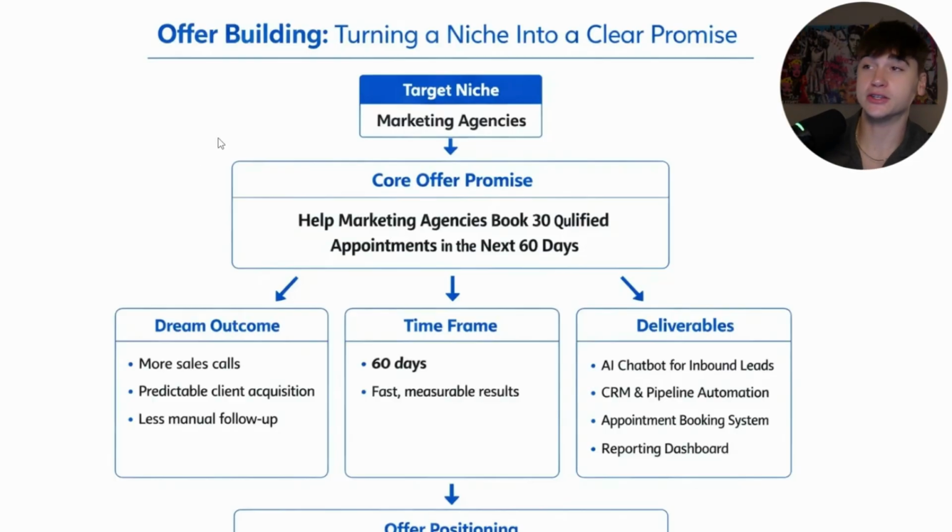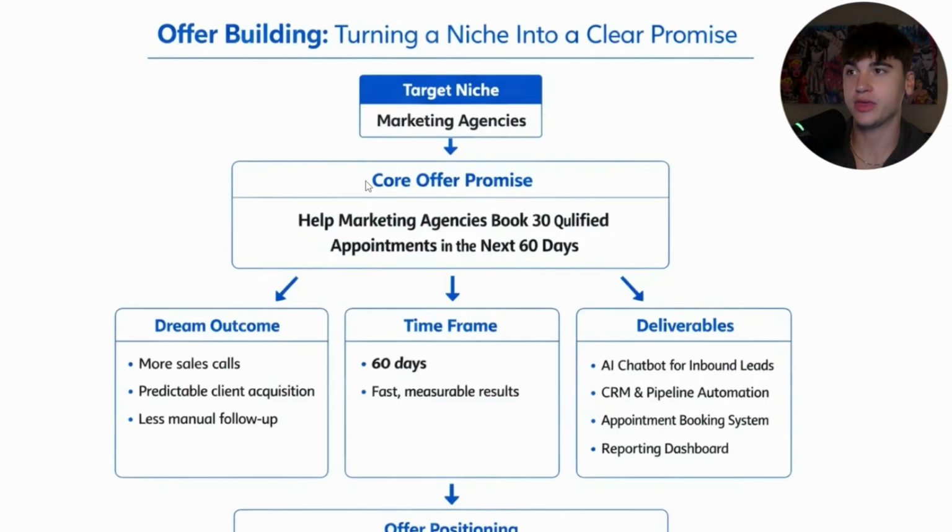Let's take the marketing agencies niche, for instance, because I used to work with a few marketing agencies in which I'd white label some of my AI builds. So when I was marketing to them, I said, we help marketing agencies book 30 qualified appointments in the next 60 days. Now, the idea behind this, when you really break it up, is we need to have a dream outcome, the time frame in which this takes place, and then the deliverables, something touching on what's included in them.